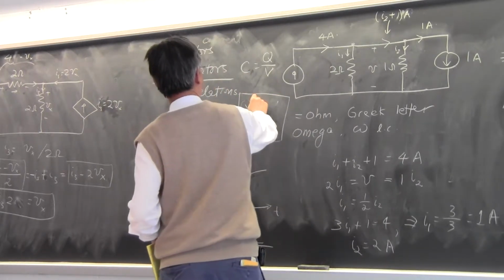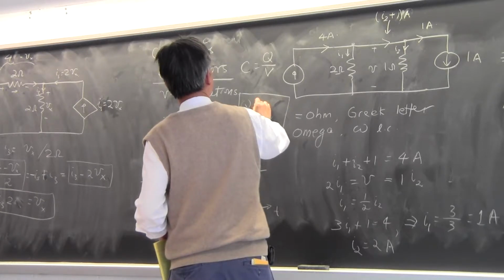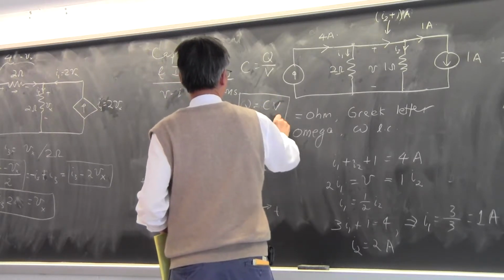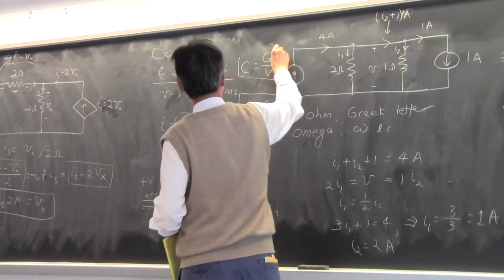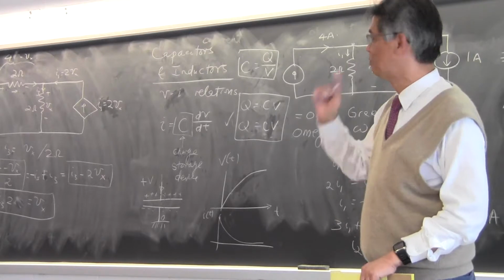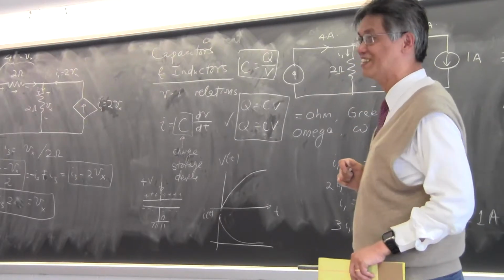Does this sound right? Yes. Q is equal to CV. Right. This is what we learned in your freshman class, Physics 212, hopefully. I'm sorry about that. I haven't taught this course for ages.